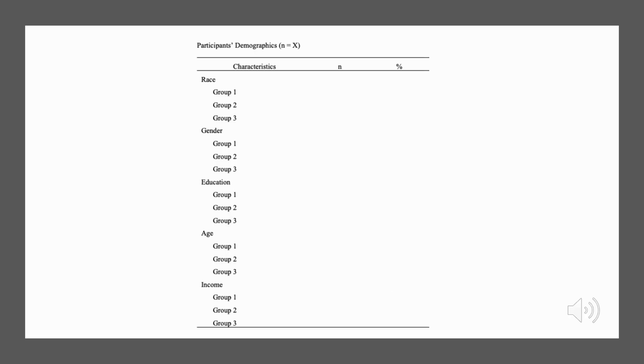On this slide, you can see a sample demographic table. As you can see, the goal is to highlight the overall composition of the sample by presenting the count and percentage for each demographic characteristic or variable. Presenting this information allows the reader to assess how representative the sample is in relation to the population of interest. It also provides important context for interpreting the results presented later in the chapter.